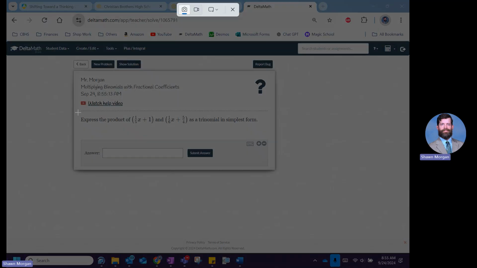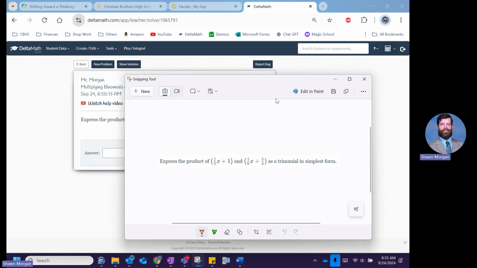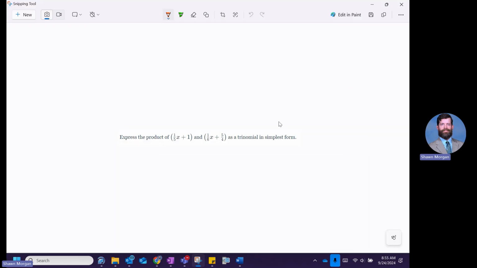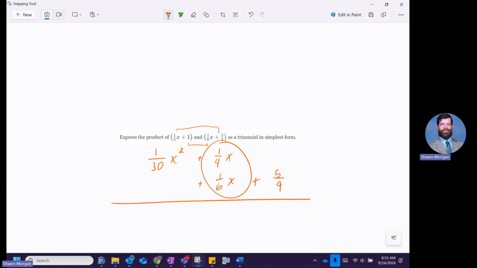Yeah, this is a FOIL problem, and it's got fractions in it, so just being careful about the fractions is what I recommend. First times first would be 1/30 x squared. The outer two, the fives are going to cancel, so you would have 1/4 x. The inner two is just going to be 1/6 x. And then the last times the last is going to be plus 5/4. Consolidating these two is going to require you to get the LCD.